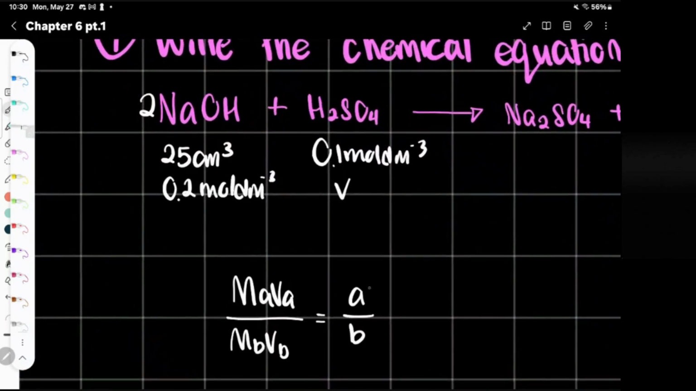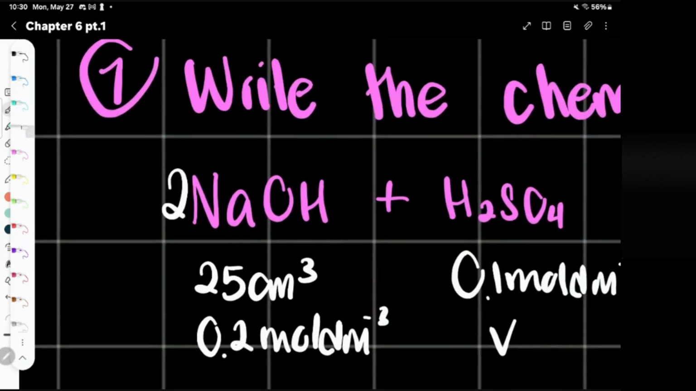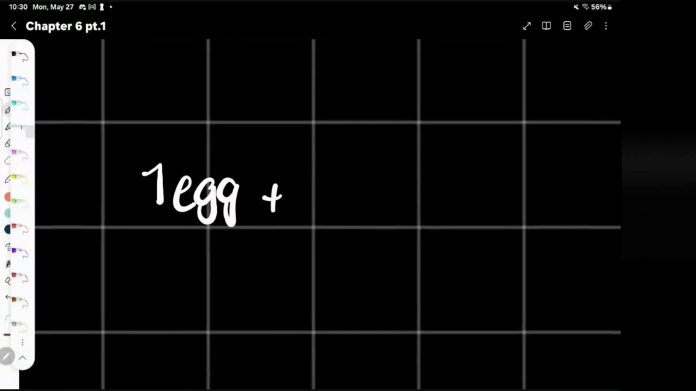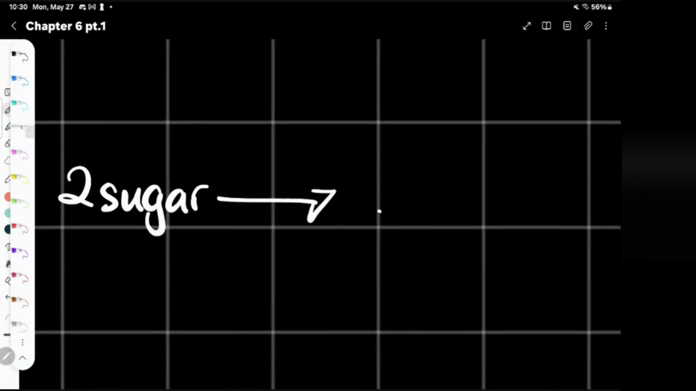Anyway, the A and B basically says the ratio of something at something. For example, your teacher probably said the number in front is the molar, but no, this is the ratio. Like if you have one egg plus two sugar, only then you can produce something.